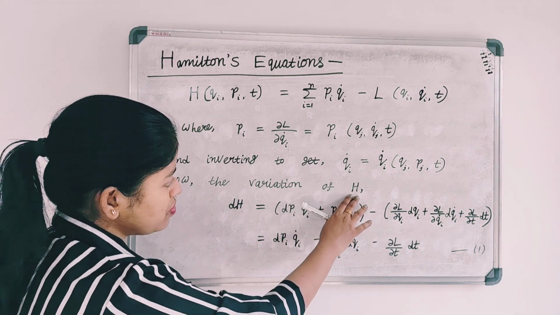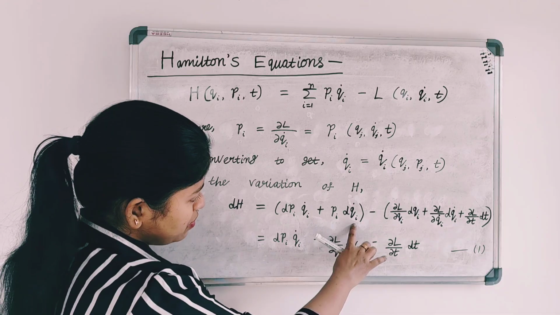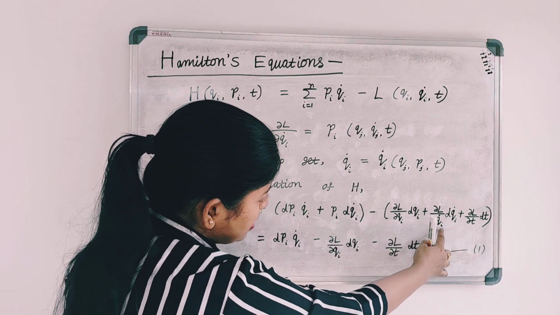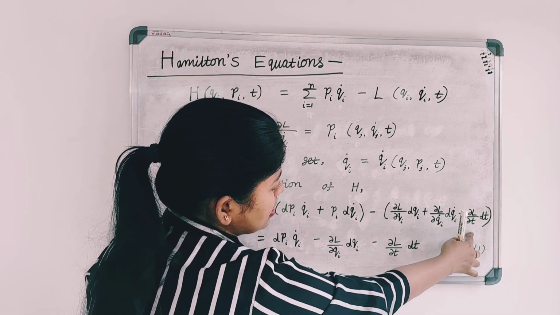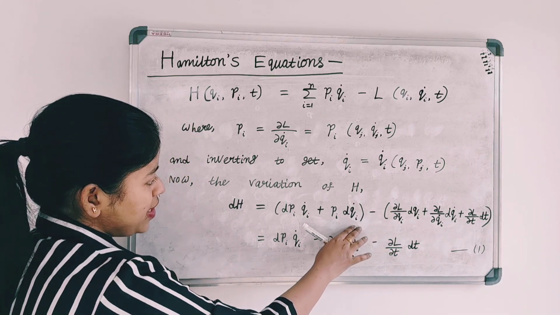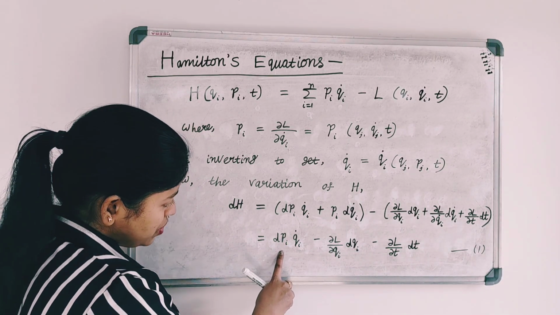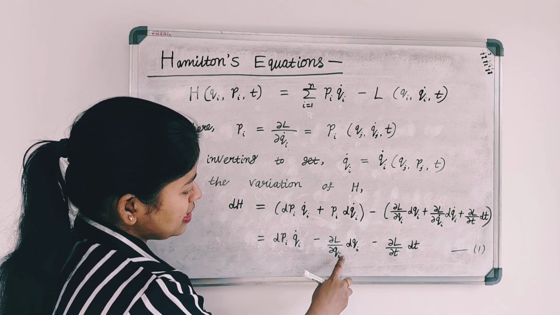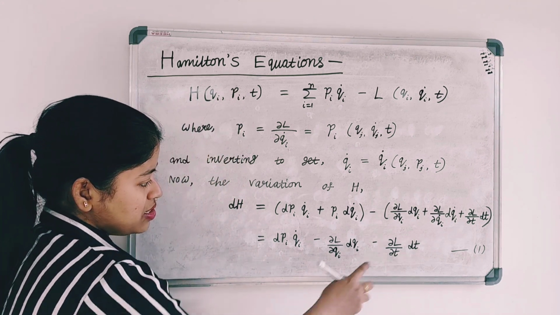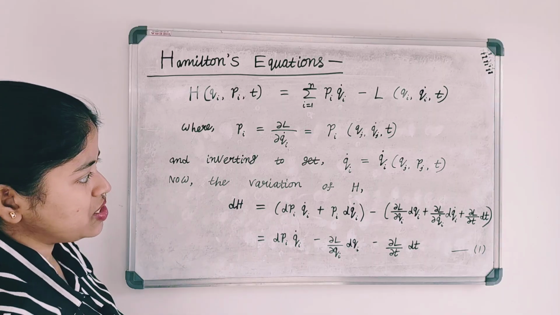Now the variation of H, dH, is equal to dpi qi dot plus pi dqi dot minus del L by del qi dqi plus del L by del qi dot dqi dot plus del L by del t dt. Or we can write it in this way: dH is equal to dpi qi dot minus del L by del qi dqi minus del L by del t dt. So this is the variation of H, dH.